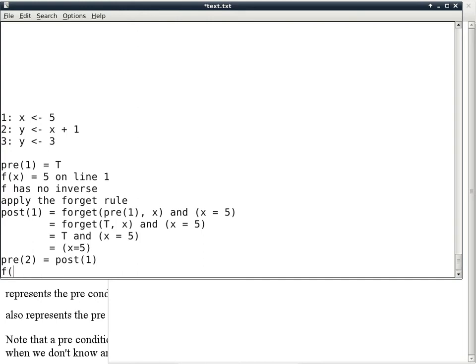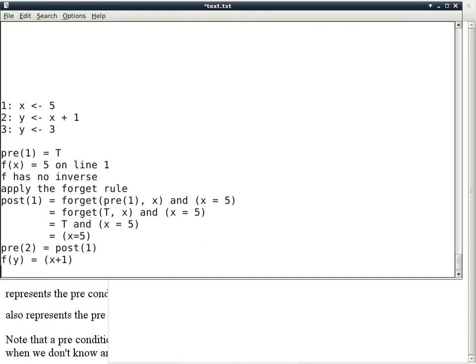So in this case, we say post f of y is x plus 1. Do you think it is reversible? Is there an inverse? Are you sure there's an inverse? Because x and y are independent variables. It is not reversible. Okay? So in this case, f also has no inverse.